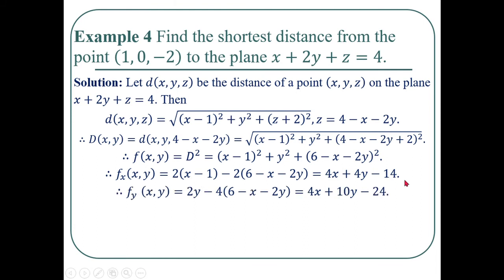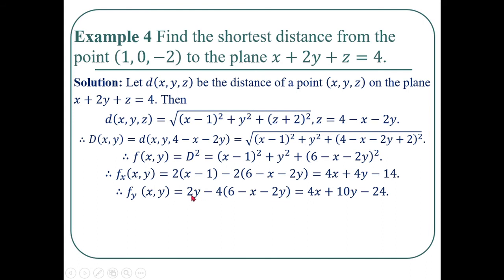that is minus 14. Similarly, fy at (x, y) is equal to 2y minus... see here, the derivative of (x minus 1) squared with respect to y is 0, the derivative of y squared is 2y, and the derivative of this will be 2 times (6 minus x minus 2y) into the partial derivative of this composite part. But 6 minus x is independent of y, its derivative will be 0, and the derivative of minus 2y with respect to y will be minus 2. So it will be 2 times (6 minus x minus 2y) into minus 2, it will be minus 4 times (6 minus x minus 2y).